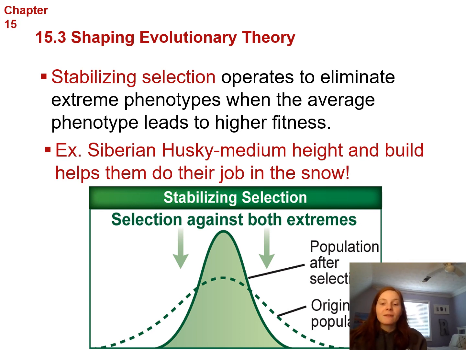What that means is, and it does this in human height, if you have very short humans and very tall humans, they're not common in the population. And the reason why is because there's health side effects to being very tall or very short. And so with human height, we do see a stabilizing selection, meaning that the extreme phenotypes, super tall, super short, are not selected for. They do not increase an organism's fitness. And so we will see that average height does increase fitness and helps a human survive and reproduce.